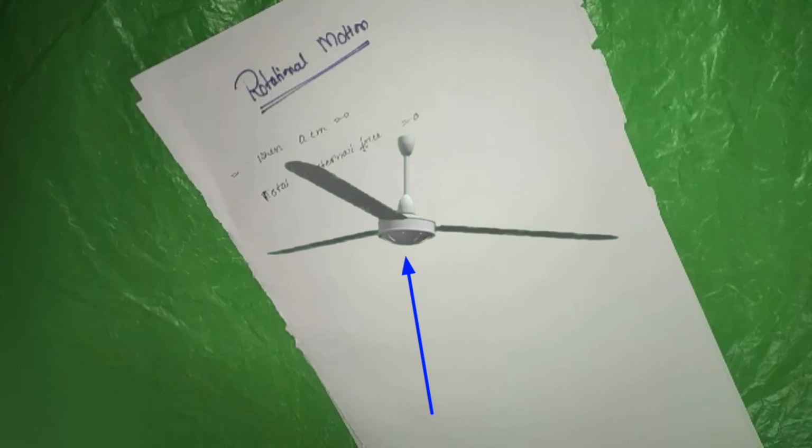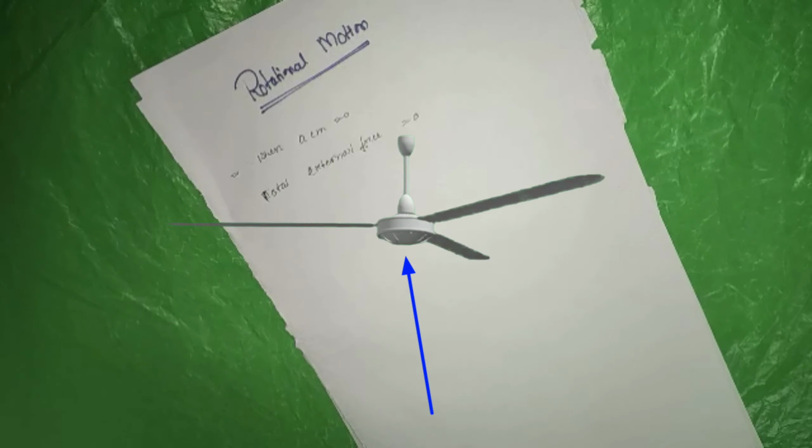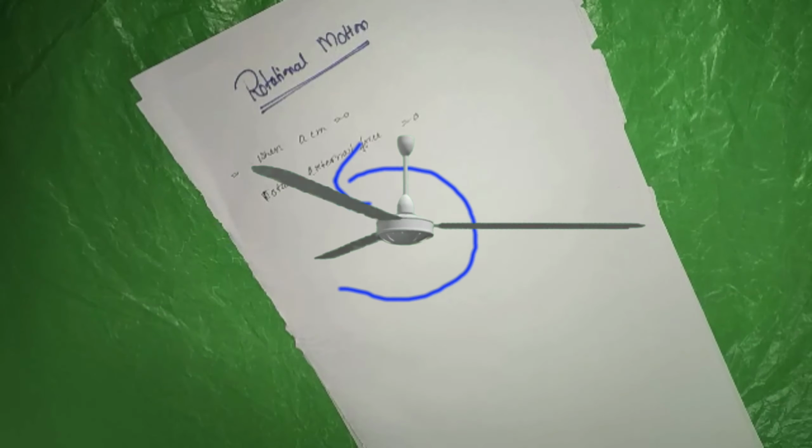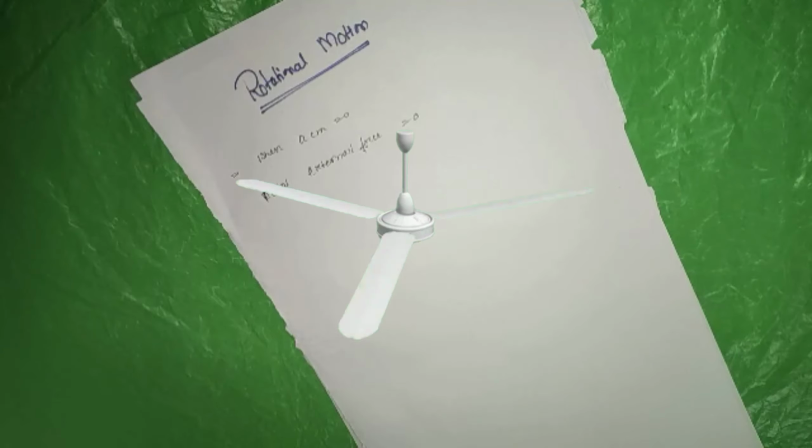Again, you can see this in a fan. In this fan, everything rotates about the center point. Slowly it is gaining angular acceleration. Every point is different, yet they all have the same angular velocity.